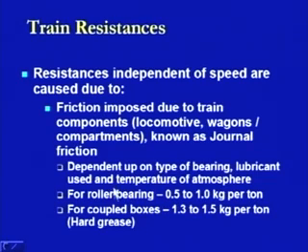In this case, we have two cases being defined here. In the one case, where we are using roller bearings, the friction is taken as 0.5 to 1 kg per ton. Whereas in the case of the coupled boxes conditions where hard grease is being used, it is taken as 1.3 to 1.5 kg per ton.